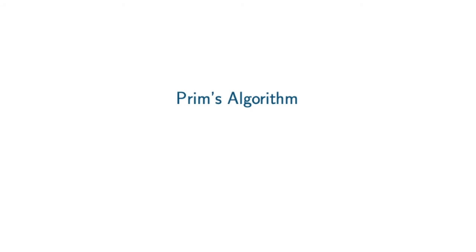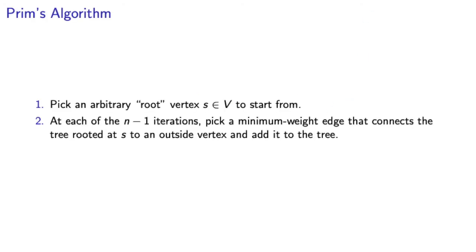The second algorithm for the minimum spanning tree problem that we'll discuss is called Prim's algorithm. And again, the idea is pretty simple and it is based on somewhat different mentality here.